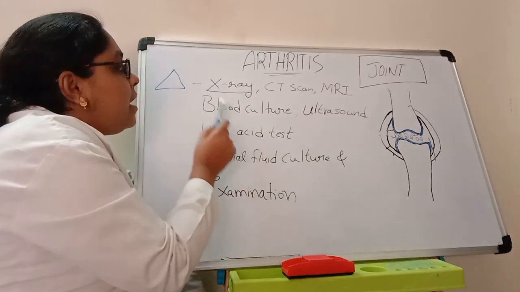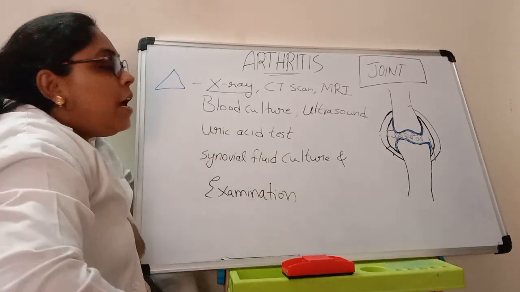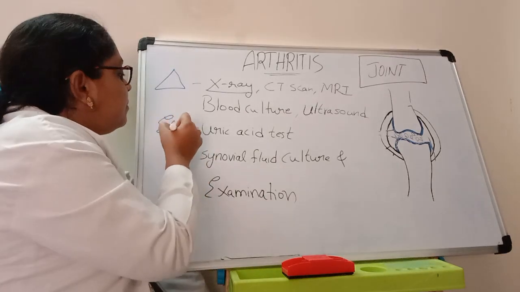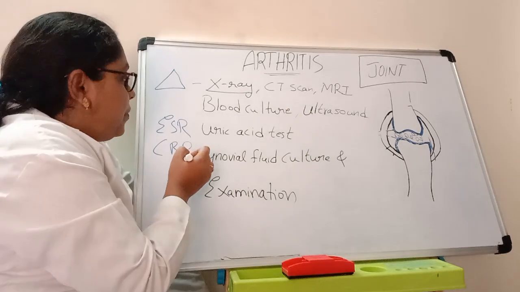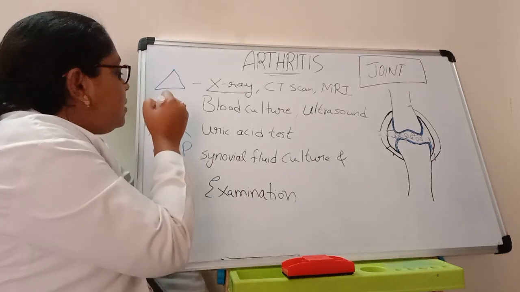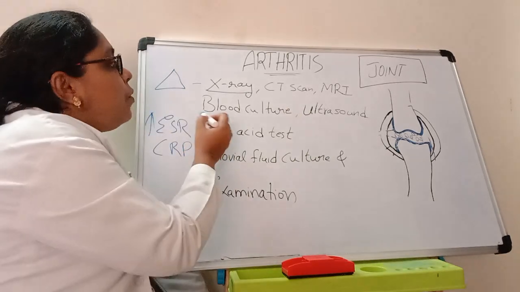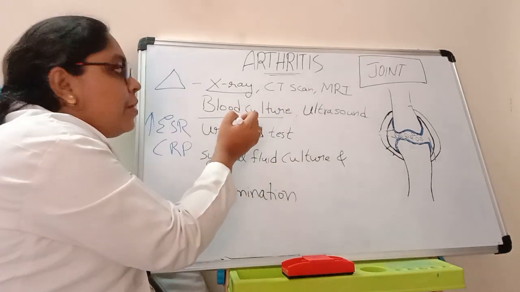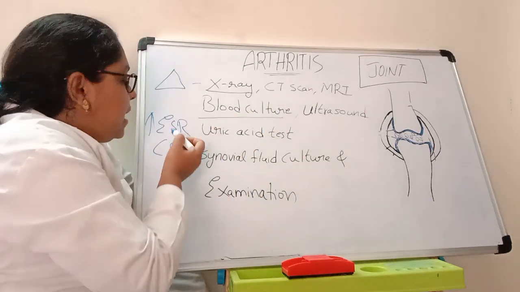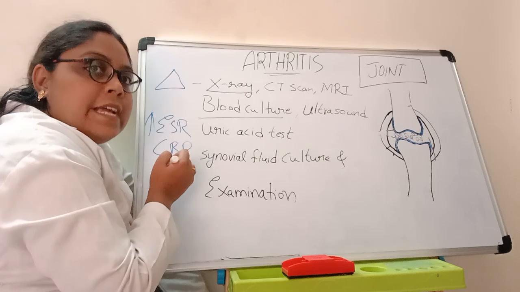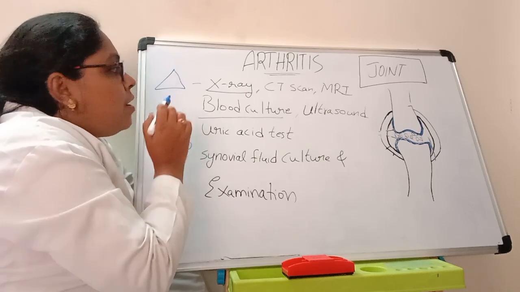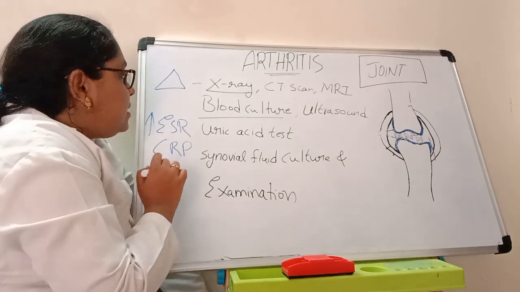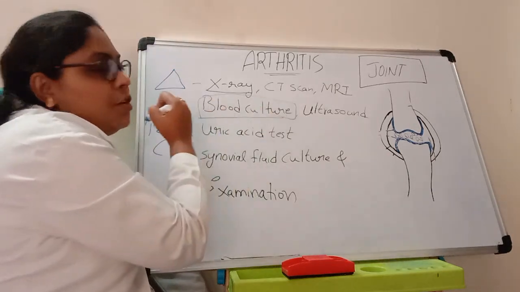And next is blood culture. Here, you are checking ESR and CRP, C-reactive protein. These two levels are elevated. When there is elevation of ESR and CRP, it indicates that there is an inflammatory process in the body. So that is the blood culture usage.